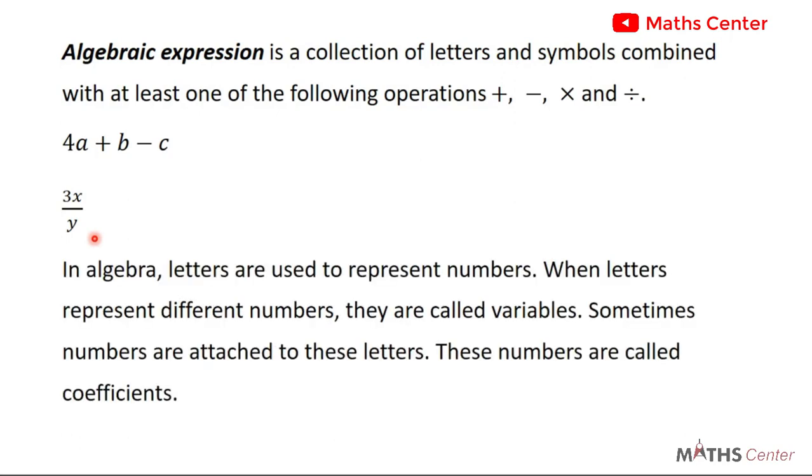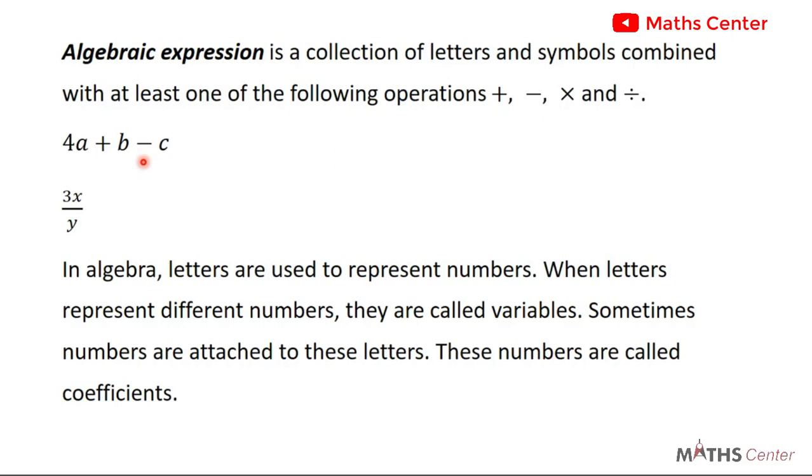In algebra, letters are used to represent numbers. When letters represent different numbers, they are called variables. Sometimes numbers are attached to these letters. These numbers are called coefficients. If you look at the example here, we have letters and numbers in there. Sometimes letters are used to represent numbers, and these letters are called variables. In the first example, we have letters a, b, and c. These a, b, and c represent numbers. So these letters here are called variables.